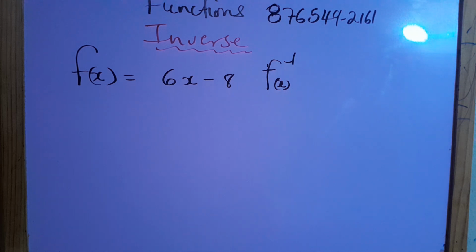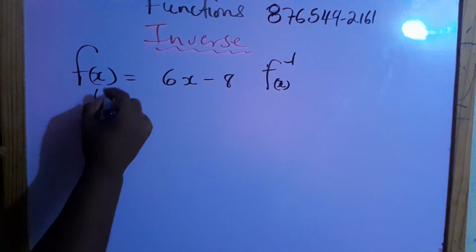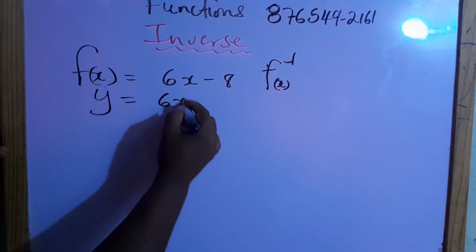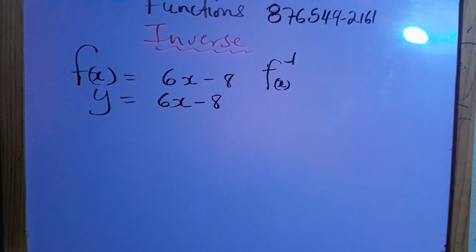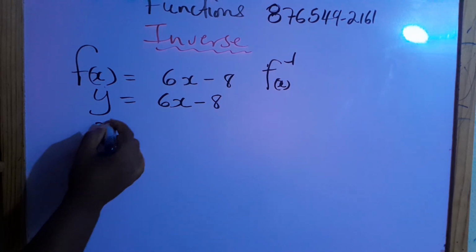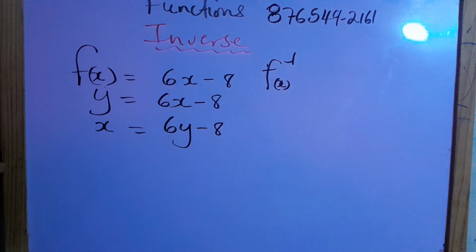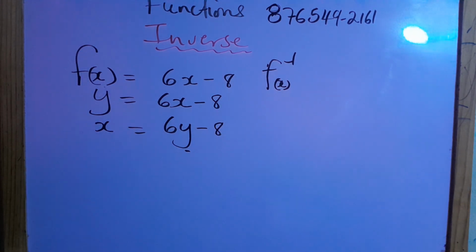Now the f of x is equal to 6x minus 8, and they're asking us to find the inverse of f. So first we change the function to y. So y is equal to 6x minus 8. Next we interchange x for y and y for x. So wherever x is, we put y. Wherever y is, we put x. And then we solve for y. So we're going to make y the subject of the formula.